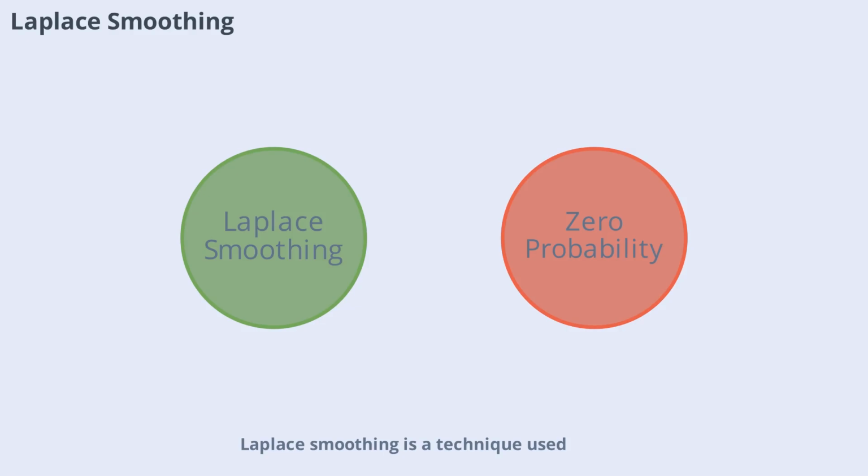Laplace smoothing is a technique used in Naive Bayes to handle zero probabilities. If a feature value never appears in the training data for a given class, its probability would be zero, which can cause problems. Laplace smoothing adds a small constant to all counts, ensuring that no probability is ever exactly zero.